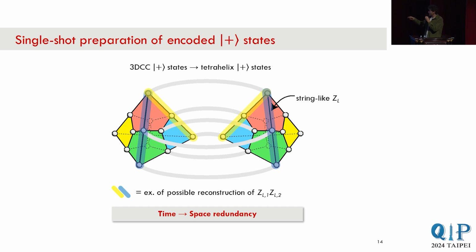More formally, the classical problem that you're going to need to solve to correct your measurement errors is to decode a 2D color code on the external border of the two tetrahedral codes, on the two 3D color codes.